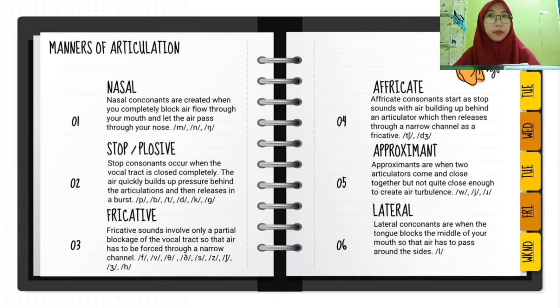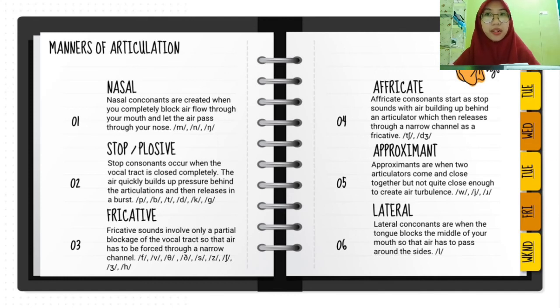When stop consonant mixed with fricative consonants, the result is an affricate consonant. Affricate consonants start as stop sounds with air building up behind an articulator which then releases through a narrow channel as a fricative. For examples, ch, chick, much. Air is blocked with tongue just beyond the alveolar ridge, then released as a fricative. Ch, jump, batch. Next is approximant.